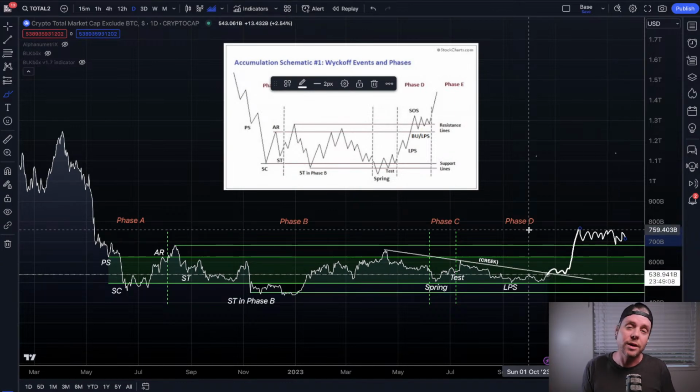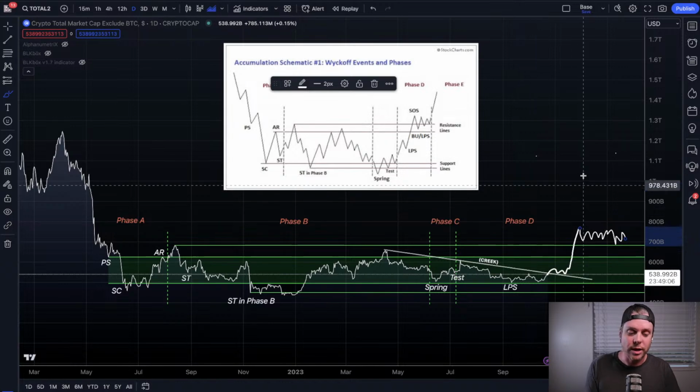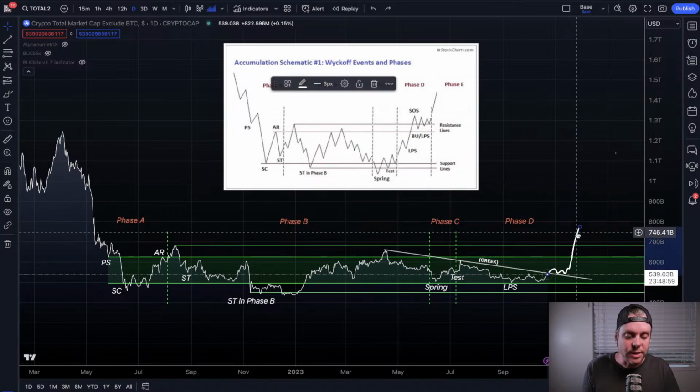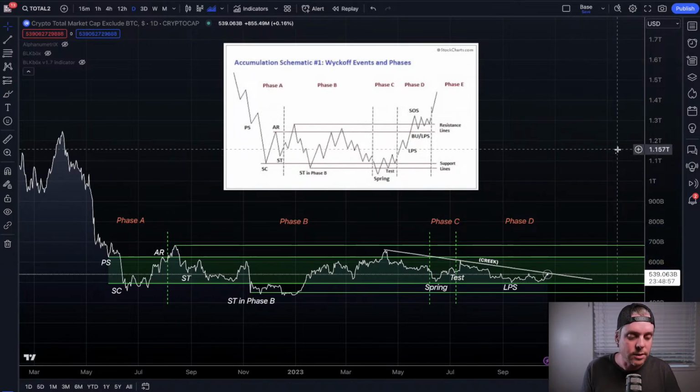So what to look out for is a potential spring. Let me back things up a little bit here and erase some of these drawings. What is that? Is that a drawing?